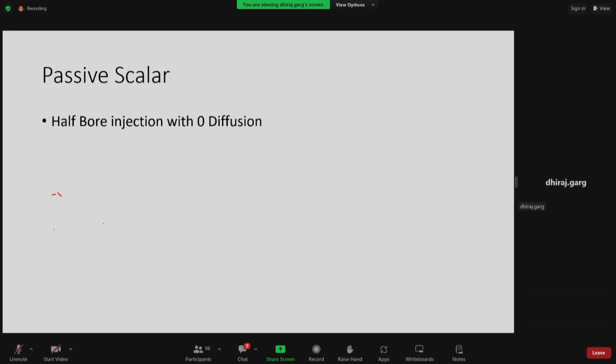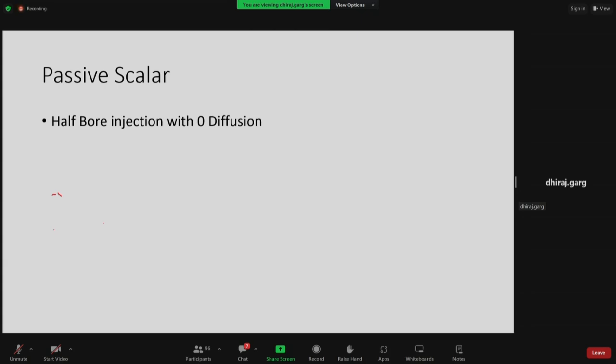So this is the idea that you want to visualize: if we are injecting a tracer in only, let's say, the upper half or lower half, and there is no diffusion, how do you expect the interface to be? Can you visualize? There is a straight tube, let's say. Stratified interface. No, it will not be stratified. It will be a sharp interface because diffusion is not there.